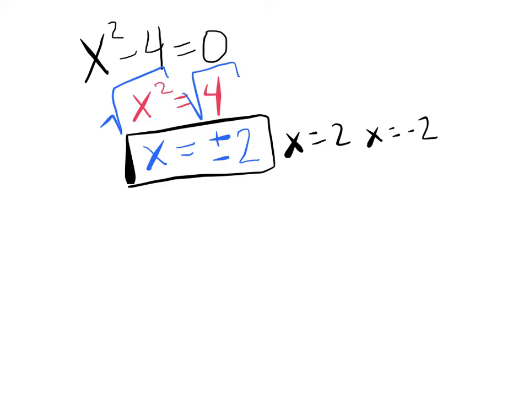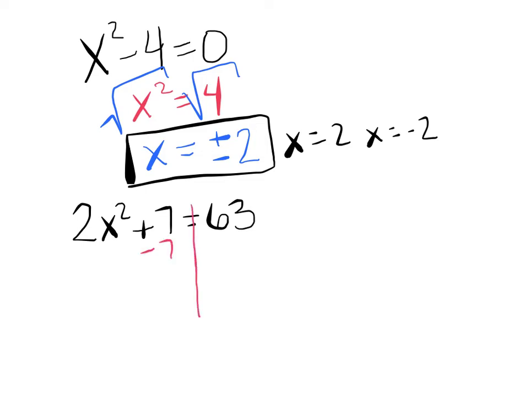I have a little bit of extra room on this slide, so I'm going to do another example. Let's look at 2x squared plus 7 equals 63. Our goal is to solve for x, so we need to get x by itself. There's a little bit more to do in this problem.